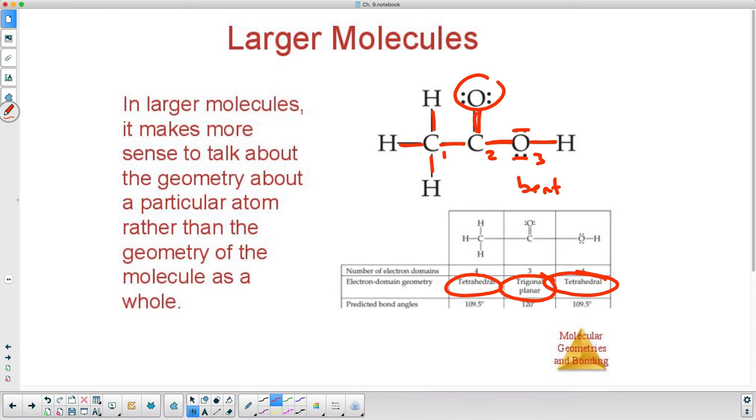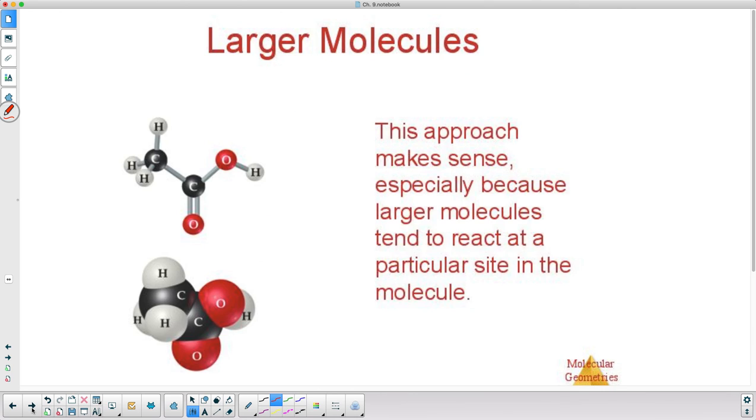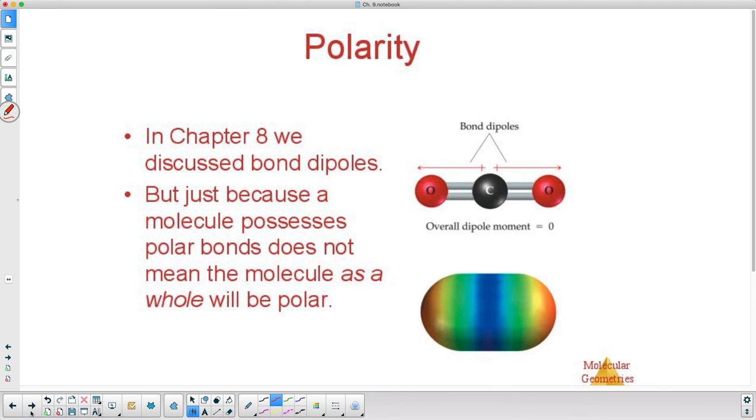Okay, so that's how we tell the geometry. There is no geometry of the whole molecule. We don't talk about that. What we talk about is the geometry of each of the central atoms that we're looking at. So you can take a look at here. You can see here again is tetrahedral. Here is trigonal planar. There you can see the 120 degrees in between this, and then here you can see it's bent. Okay, so this is the same molecule that we had on the last page.